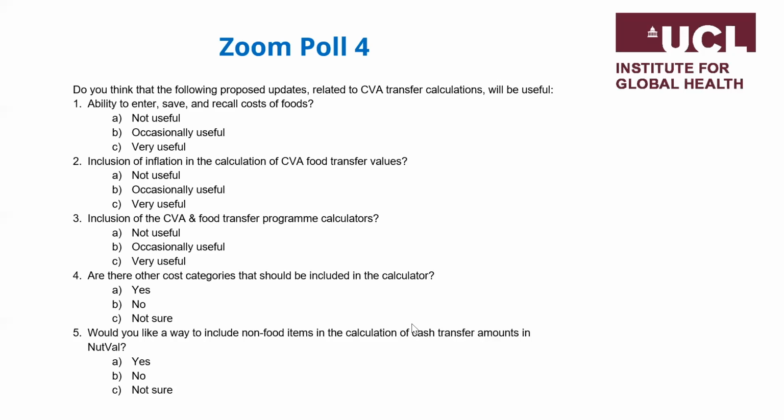The first proposed update is the ability to enter, save, and recall costs of foods. The options are not useful, occasionally useful, or very useful. The second question is, is it useful to include inflation in the calculation of CVA food transfer values? The options again are not useful, occasionally useful, and very useful.